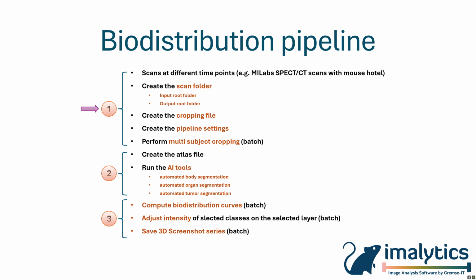So we will go on with the second part of our biodistribution pipeline. In the first part, I explained your folder structure, how to create the cropping in the pipeline settings, and how to perform the multi-subject cropping in batch mode. In this video, I will explain how to create the atlas file that is then needed as an orientation to run the AI tools for the automated body organ and tumor segmentation.